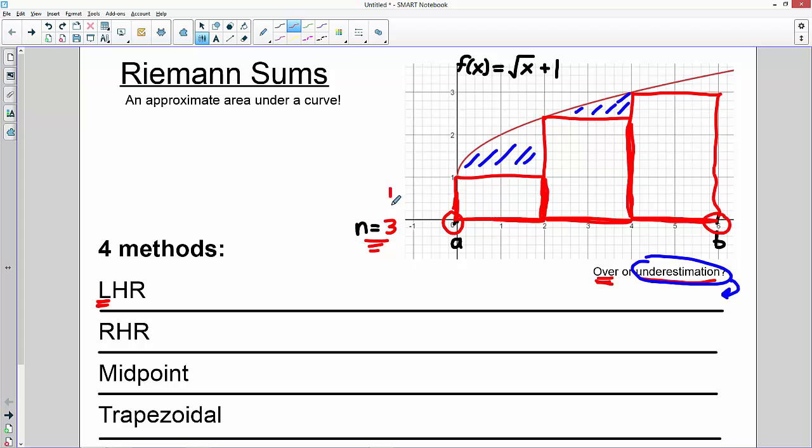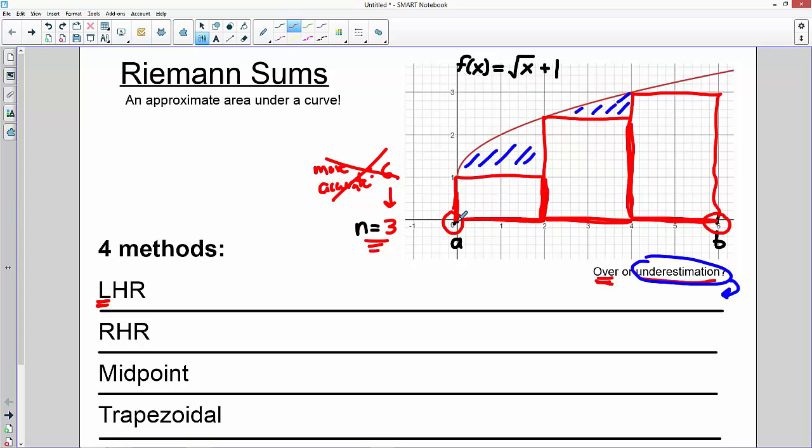Had n been larger, right? So if this had been 6, then it's more accurate, right? So this would be more accurate with 6. We don't have 6, we have 3, so it's not going to be as accurate. Okay, so what we're going to do is we're going to add the areas up.